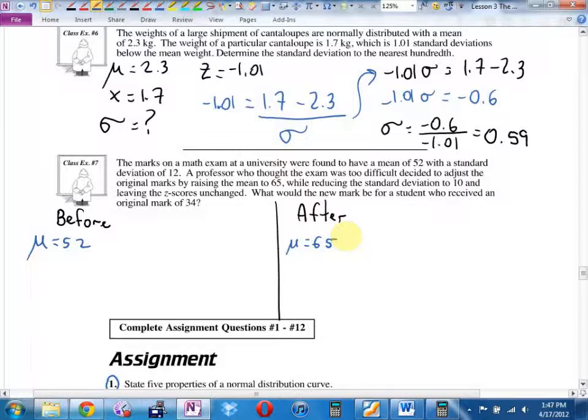Do I know the standard deviation before he changed things? 12. Do I know the standard deviation after he changed things?